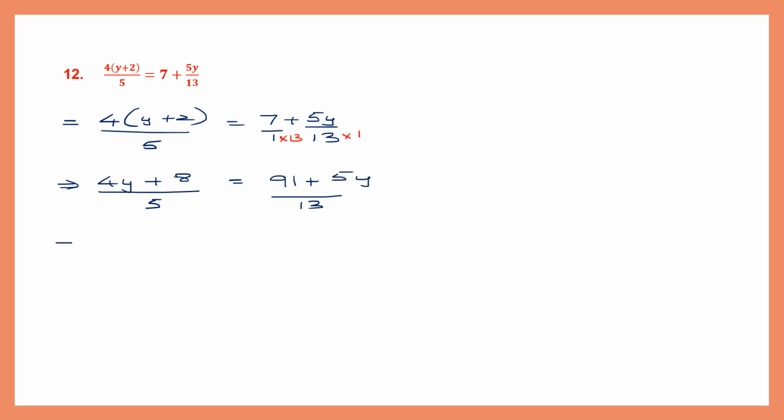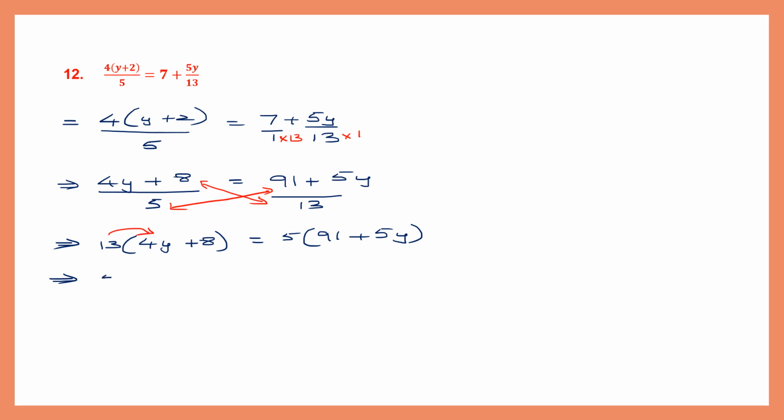So now we can cross multiply. So cross multiply these two first. So what do we have? 13 into 4y plus 8 is equal to, now cross multiply these two, 5 into that. So that is 5 into 91 plus 5y. So now let's multiply this and see what we get. So here 13 into 4y. 13 into 4y is 52y plus 13.